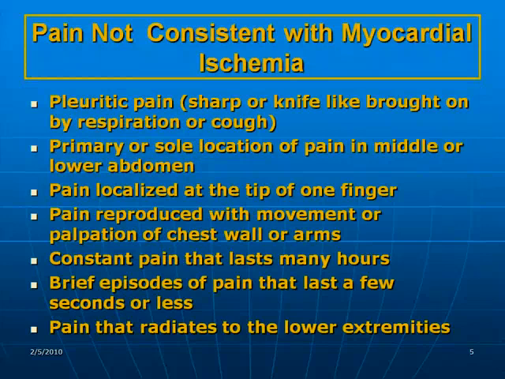Pain that can be localized to the tip of one finger. Pain reproduced with movement of the chest wall or the arms, or by palpation, pushing. That typically isn't consistent with heart pain. Constant pain lasting many hours, pain lasting a few seconds, pain radiating to the lower extremities. All of those would, I think, raise some concern that this is perhaps atypical and may not be cardiac.